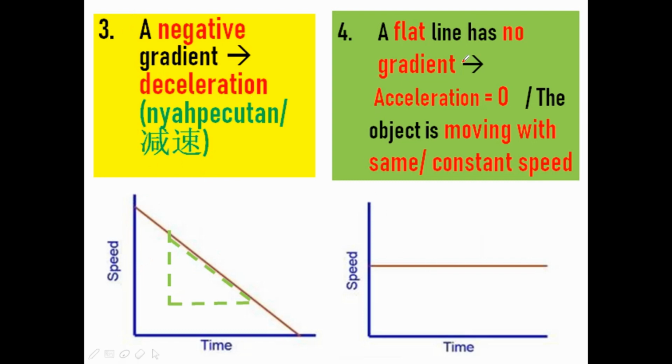Last one, a flat line has no gradient, which means acceleration equals 0. For a flat line, we can't find any gradient. The gradient equals 0. Therefore, acceleration equals 0. But the object is still moving because it still has speed. The object is moving with the same, constant speed.